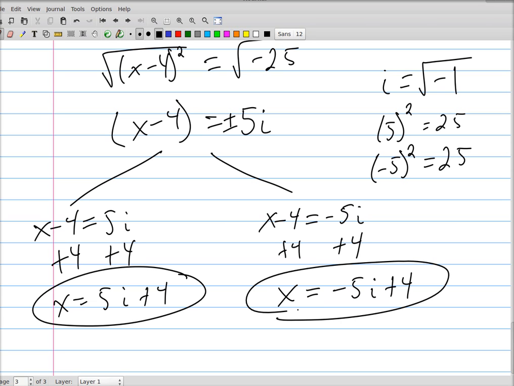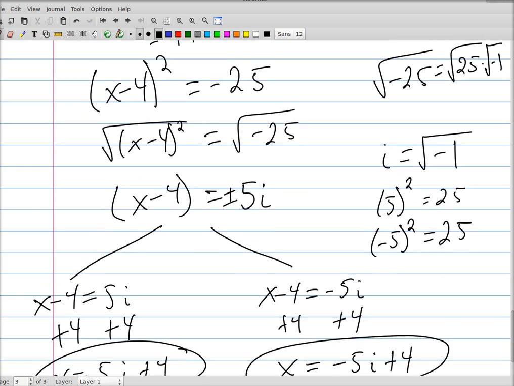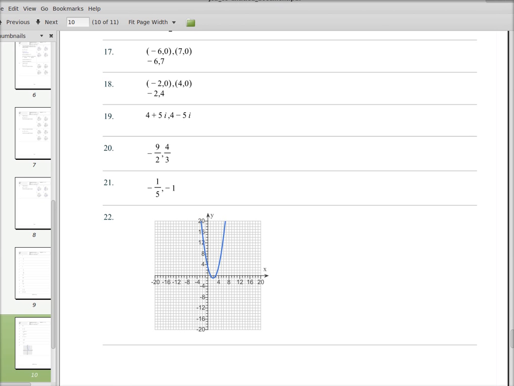And that is what I have for number 19, which is what that problem was. Let's go check our answer, make sure we got it right. 4 plus 5i, 4 minus 5i, perfect. Okay, and I will cover number 21 and 22, 23, and 24, I believe, in the next few screencasts.